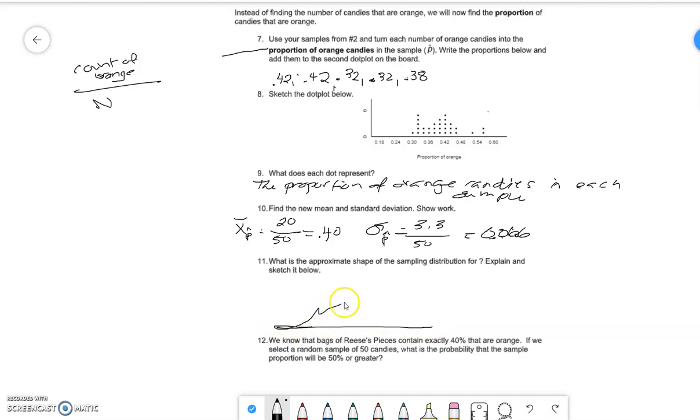So the approximate shape of my sampling distribution, well, hopefully your drawing's better than mine, but we're going to call it approximately normal. And adding more samples would make it more normal.